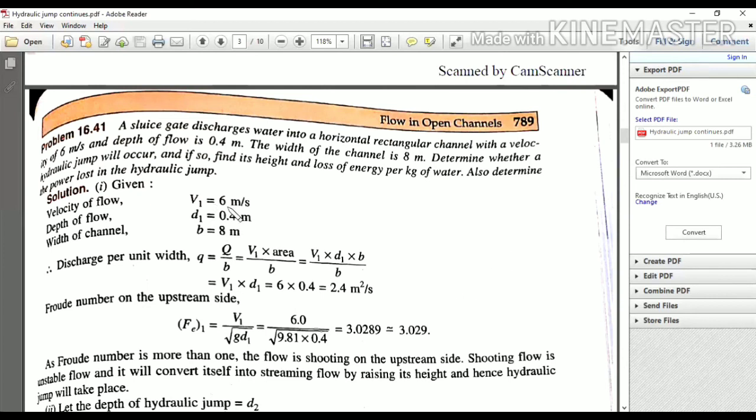So V1 is given and D1 is also given and the breadth is given. Discharge per unit width is calculated, that is Q by B. So Q is nothing but velocity into area, A into V, and area can be calculated as D1 into B. So B gets cancelled, only remaining V1 into D1. I have told you previously that if the velocity is given, we calculate Q is equal to V1 D1 into B. So if you multiply V1 into D1, that is the discharge per unit width, we will be getting 2.4.